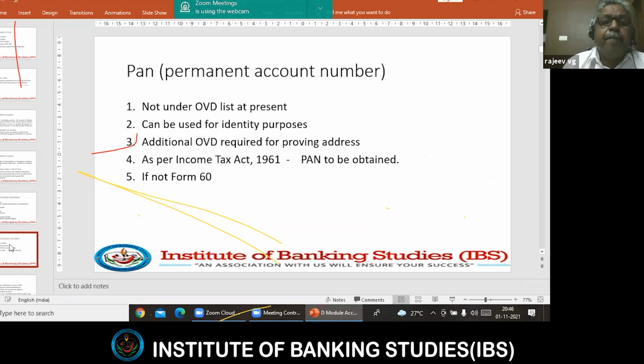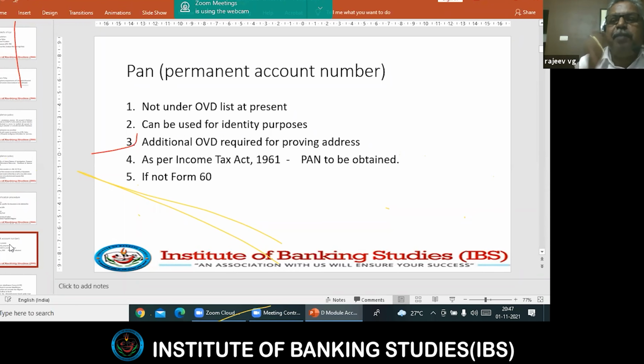If you don't have an OVD with the present address, what is the option? Say you have a passport, but my present address is different from the address given in the passport. I don't have any other OVDs, no election ID card or license, in the present address. So what can I do? A self-declaration can be obtained for small customers, that is, low-risk customers. Then generally, some other utility bills are considered.